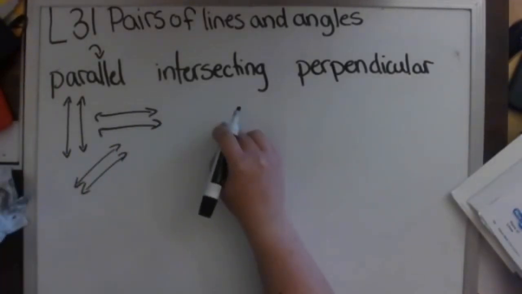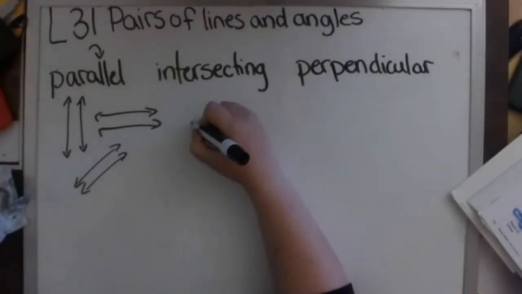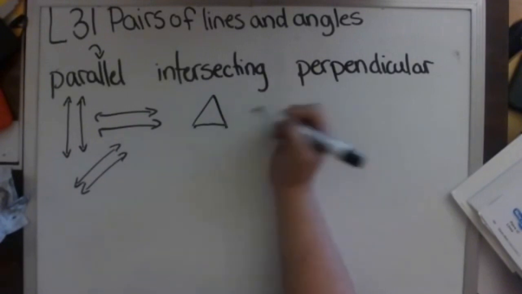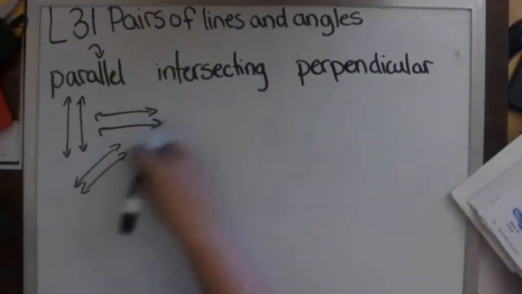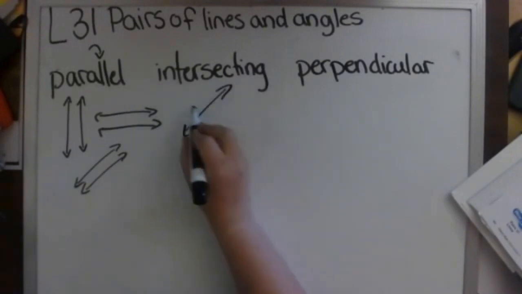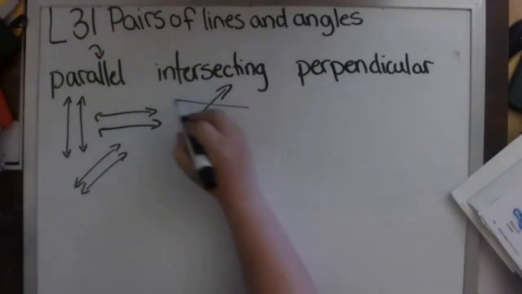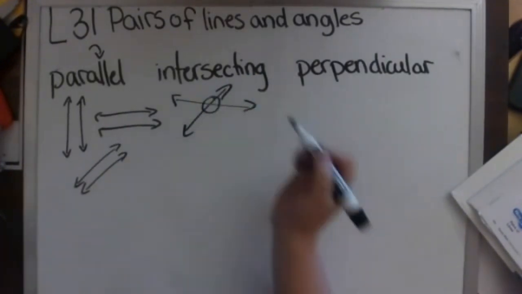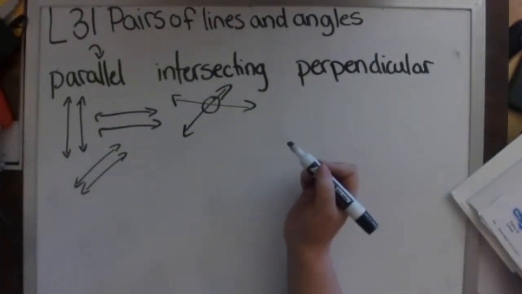Intersecting is when lines meet. So if I have, for example, a triangle, these lines meet at these points, they intersect. Another way of looking at this is something like this. If I have an oblique line and another oblique line going through it, I now have intersecting lines. They meet at some point, or intersect.